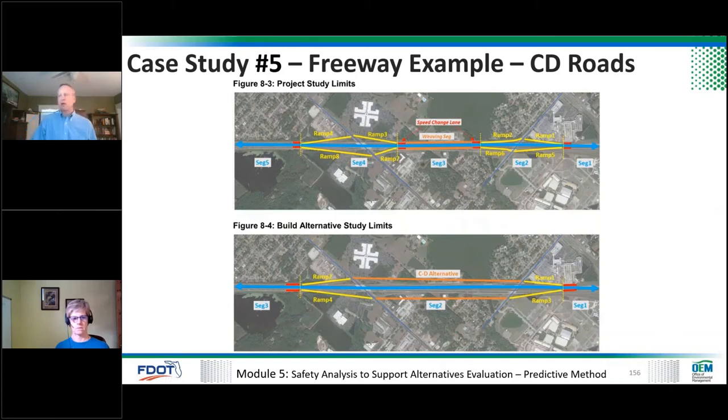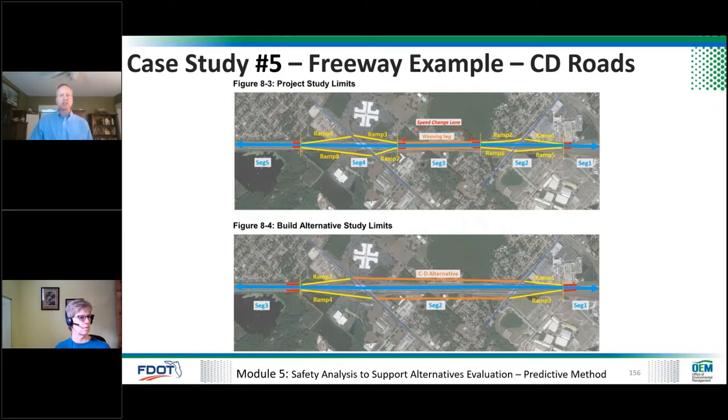All right, well, it's time for the second and last case study for today. So we're going to do case study number 5. It's a freeway example with CD roads. Again, we've entered the information, so you won't have to enter a bunch of information. But this will show some of the complexity of doing freeway projects and the challenges. So hopefully this is useful to you all.